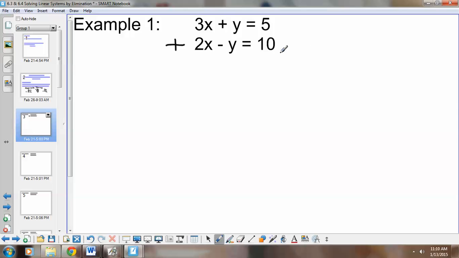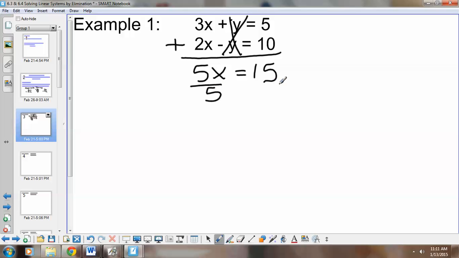If you were to add positive y and negative y, aren't we going to get 0? So let's go ahead and I want you to add these two equations together. I'm going to put a line underneath and a plus sign on the left. We're going to add. Well, what is 3x plus 2x? 5x. Y minus y gives 0. Those are eliminated, so they're no longer in our problem. When I add 5 plus 10, what do I get? 15. Can you solve this equation? Divide by 5, x is 3.